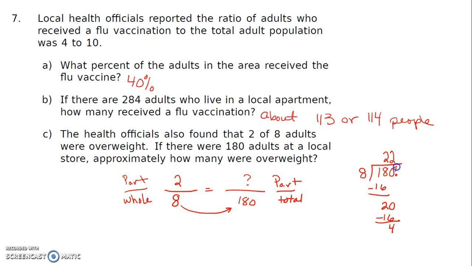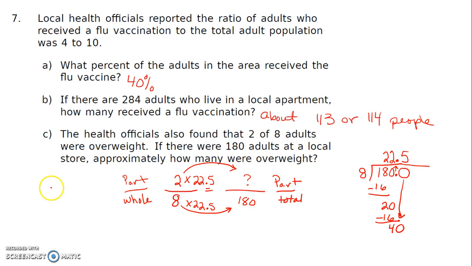So that means we put a decimal at the end of 180. We immediately drag it up. Then on the inside of the box, what can I include after that decimal point? 0. I drag that 0 down. 8 goes into 40 5 times. That means we're multiplying 8 by 22.5 in the denominator. So in the numerator, I'd also multiply by 22.5.